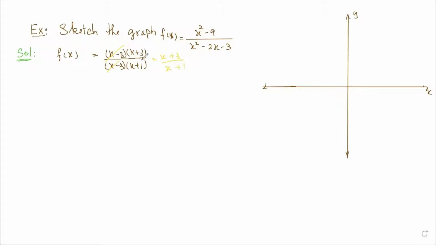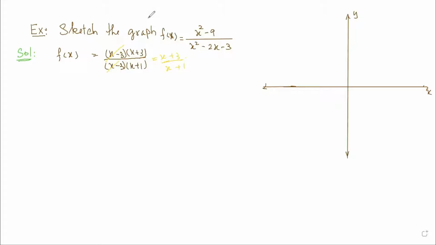So what we are left with is x plus 3 over x plus 1. Okay, so in this case, the x shouldn't be 3, right? If it is 3, this one is going to be undefined. So after we eliminate, we have x plus 3 over x plus 1.